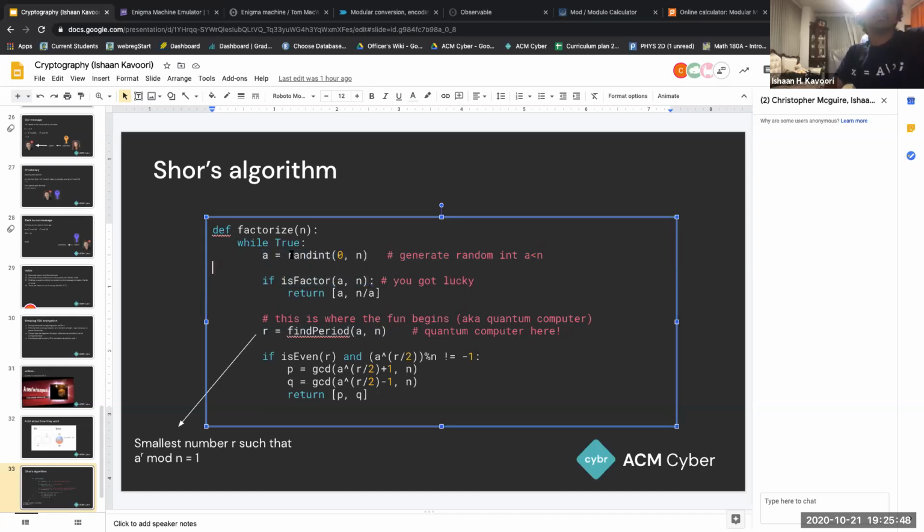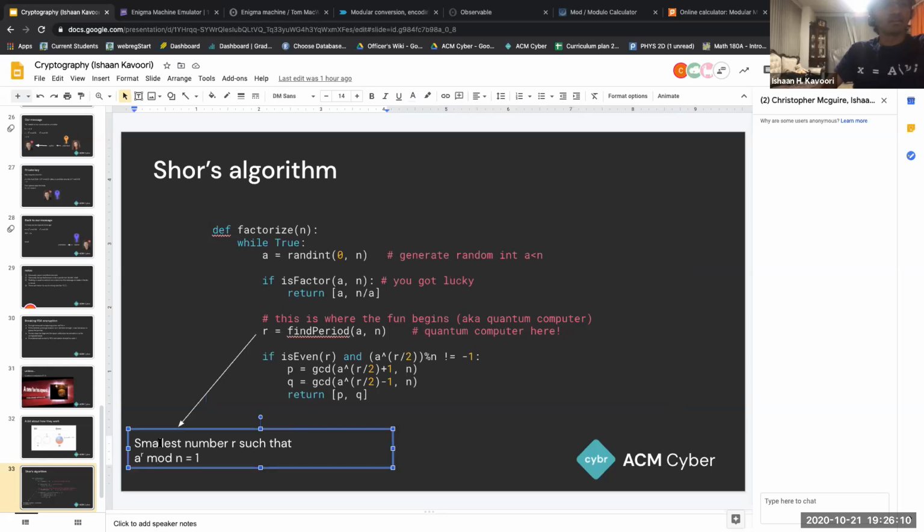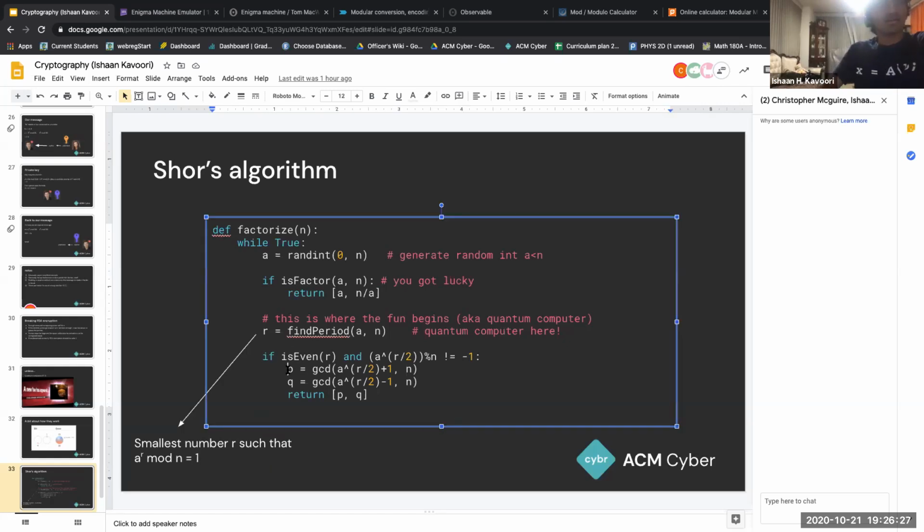First, you generate a random integer a, which is between 0 and n. Then you check if a is already a factor of n. If it is, you've found one of the factors. But if not, what needs to happen, and this is where the quantum computer jumps in, you need to find the period of a and n. I'll get back to that, but what r, the period, is, is basically the smallest number such that a to the r mod n equals 1. I'll get back to that again.